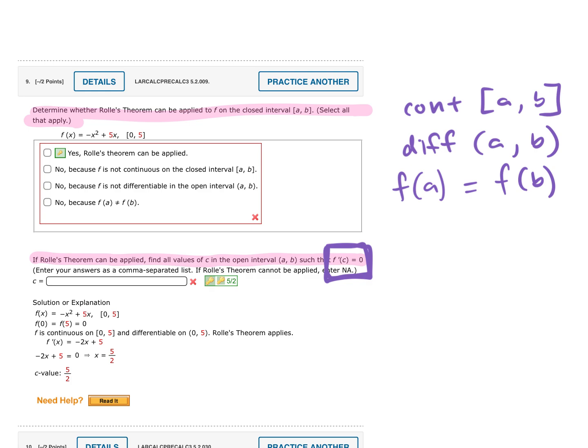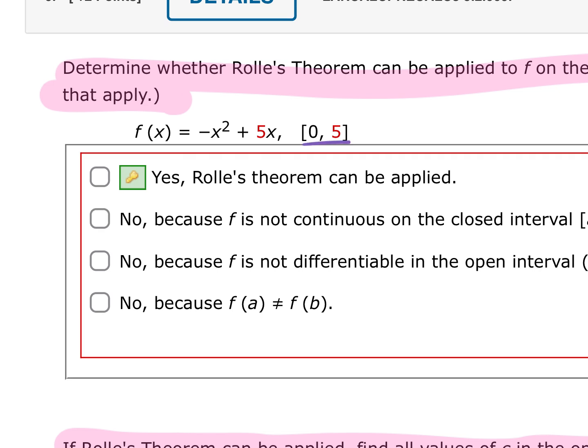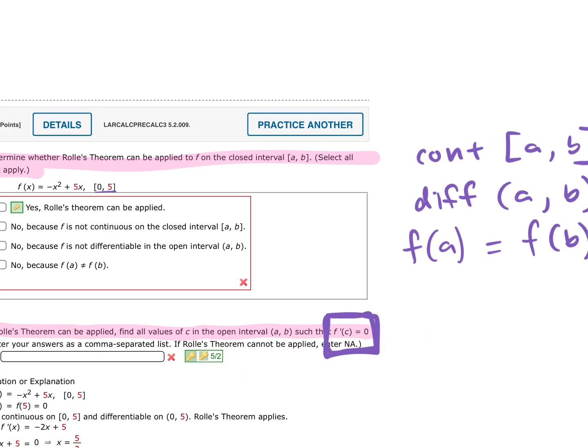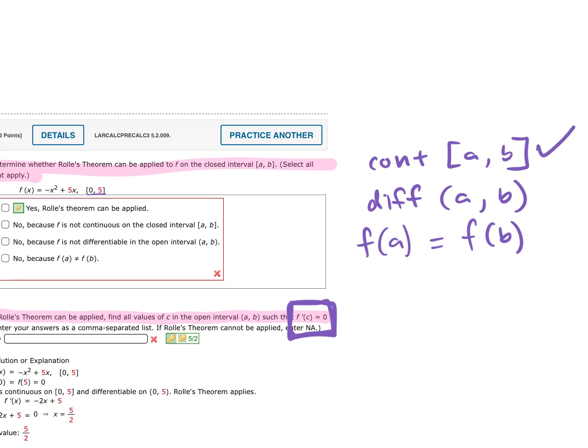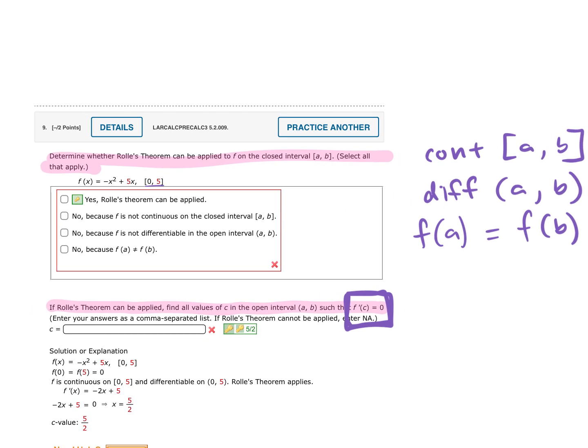So let's check. Is it continuous from 0 to 5? Yeah, we don't have any fractions here, so it's not undefined anywhere, so it is continuous. Is it differentiable from 0 to 5? Let's take the derivative and find out. So our derivative would be negative 2x plus 5.